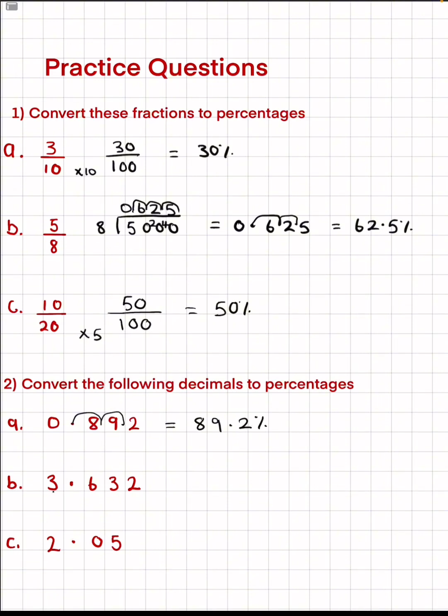The next decimal is 3.632. To convert it to a percentage, we're going to move the decimal point 2 places to the right. So it's 363.2%. To convert this decimal to a percentage, we're going to move the decimal point 2 places to the right. 1, 2. So the percentage is 205%.